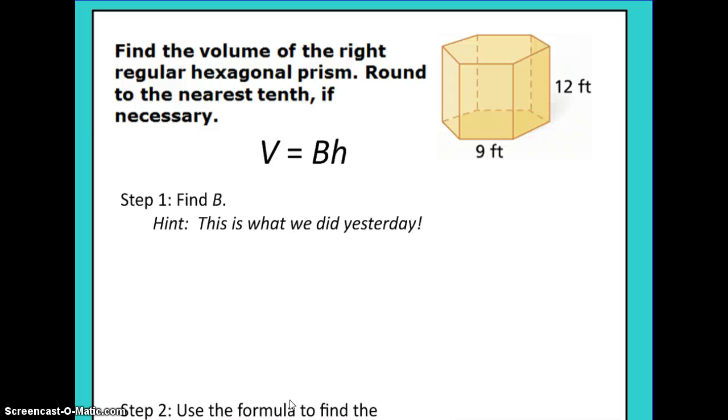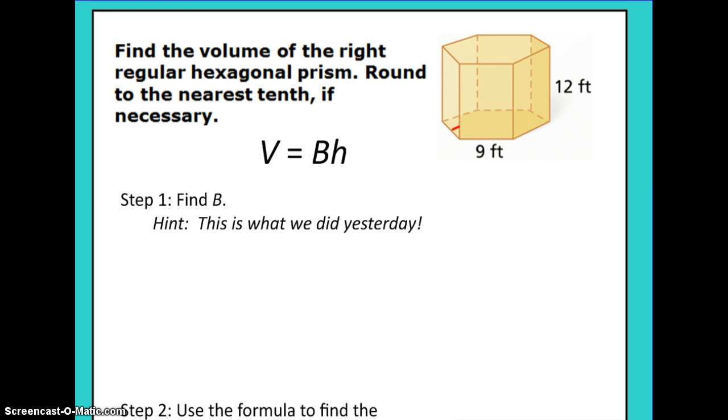Alright, here in this picture we have a hexagonal prism. What that means is the base is actually a hexagon. Do you remember in our previous video we were asked to find the area of regular polygons? Well, in order to find the volume of this hexagonal prism, we must first find the area of the base, the hexagon. So we have to do exactly what we did yesterday. We have a right triangle inside here.